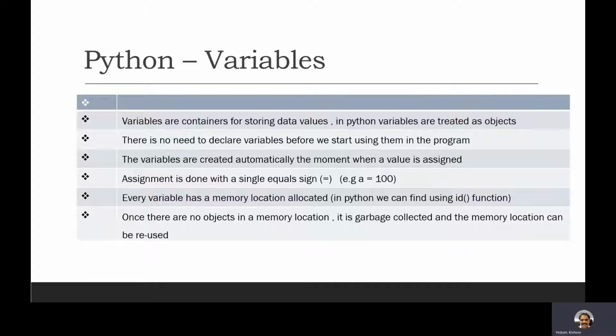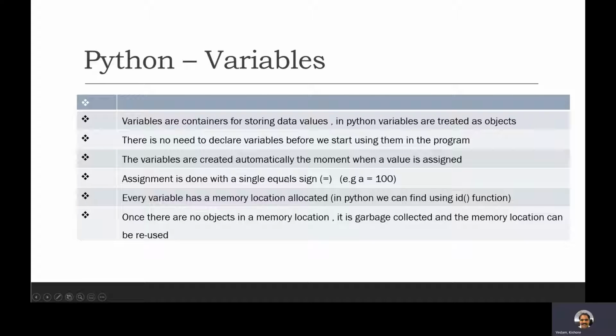Unlike other programming languages, the advantage in Python is that if you assign some value to a variable, you can change the value at a later point of time. That means suppose a is equal to 100 here, and you can change a to some string at a later point of time. So this is the flexibility here. Assignment is done with a single equal sign.